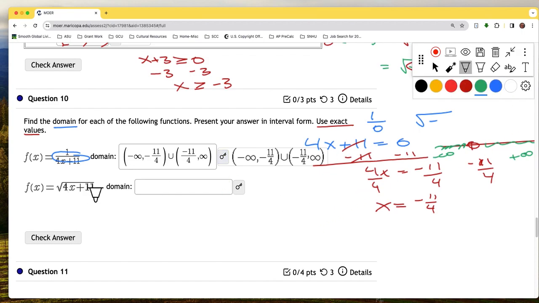It's the same thing, 4x plus 11, so actually the solution is going to look very similar, except with the square root, 4x plus 11 has to be greater than or equal to 0. It actually can be equal to 0, but it can't be negative, right? So we solve it with an inequality, subtract 11, we're going to see we get the same, negative 11 fourths.